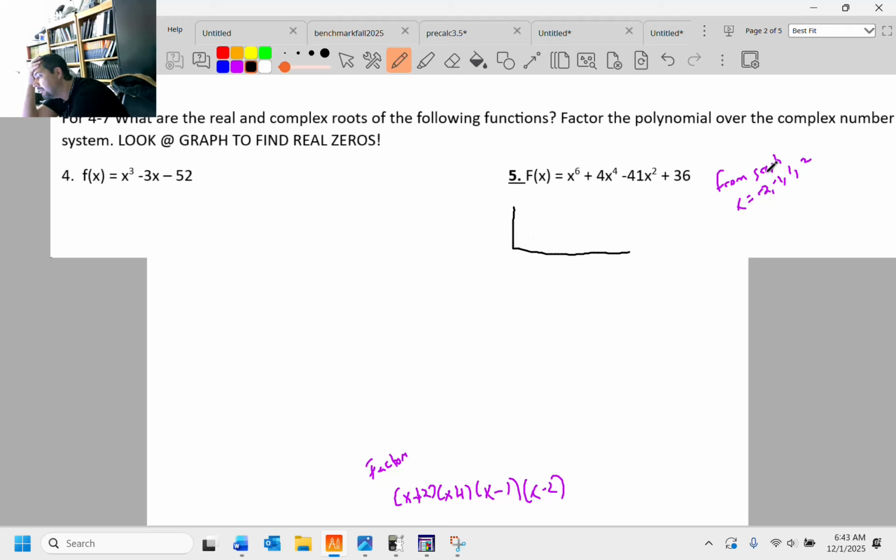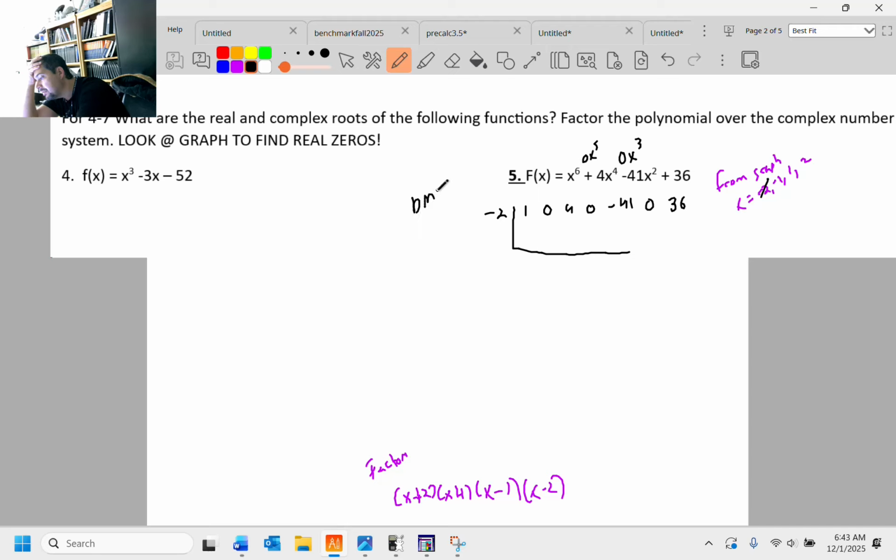So I grab a number from my list. I'm just going to use the -2, throw it out front. Be careful about placeholders on these. There's an x to the 6th. There are no x to the 5ths. There are no x cubes. Remember that? No x cubes. No x to the 5ths. There are no x's, and then there's a 36.